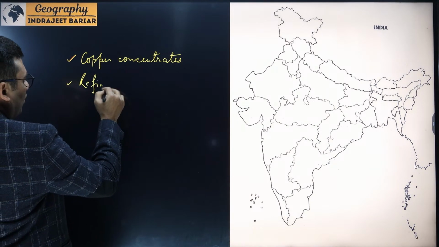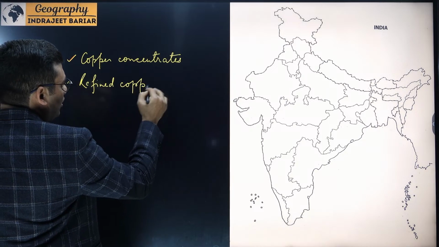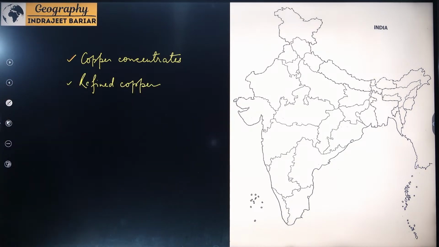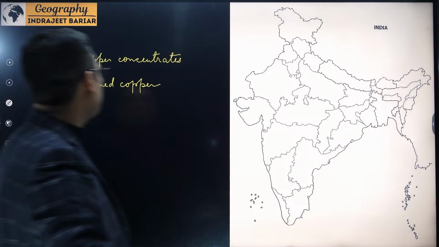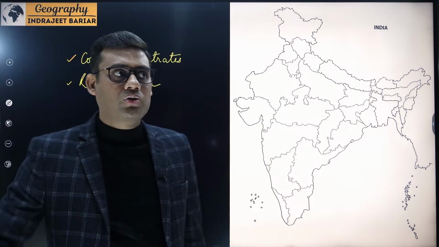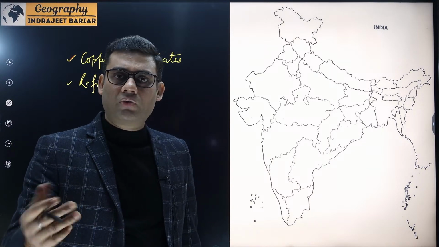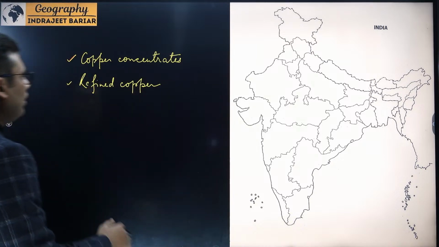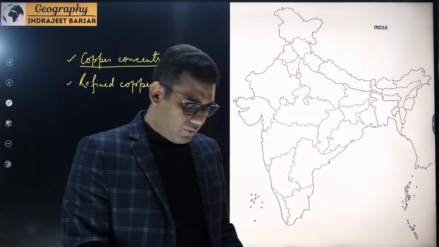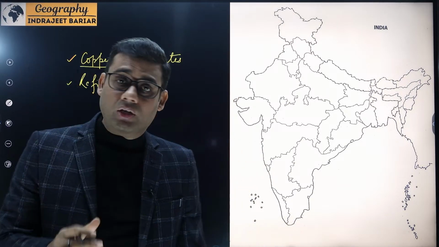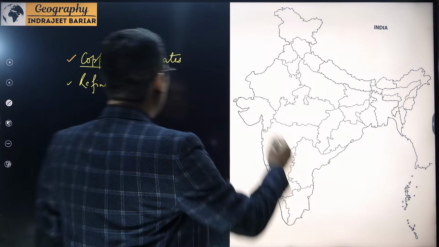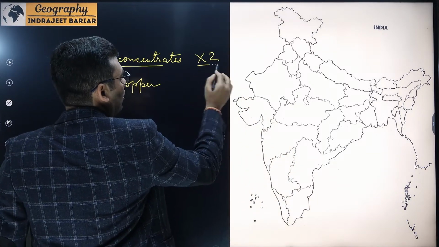Now if copper concentrate has a concentration of copper somewhere around 30 to 40%, with respect to refined copper, it is almost more than 95%, 96% copper. So with respect to India, the imports of copper concentrates have increased over the period of time. In the last 5 years, the import of copper concentrate has doubled, which signifies the increasing use of copper in India.